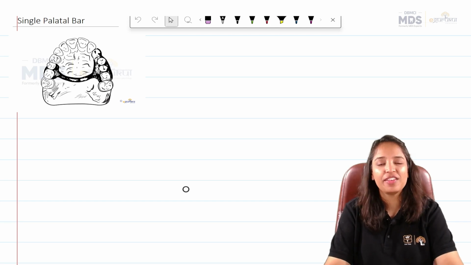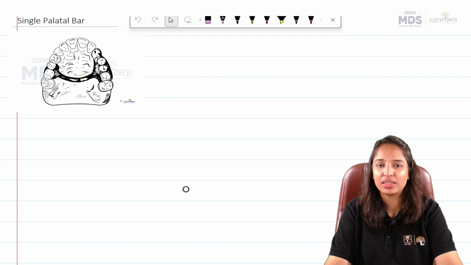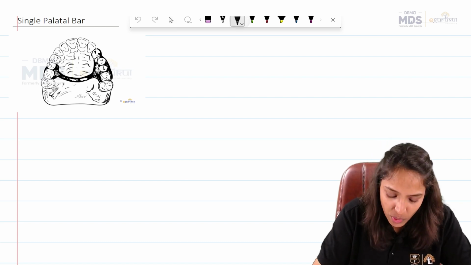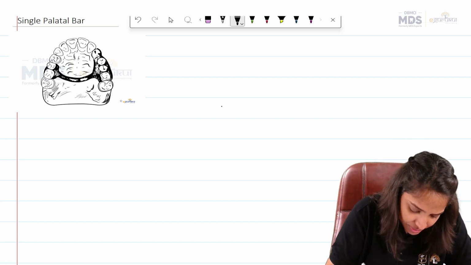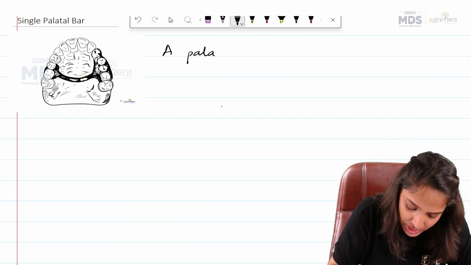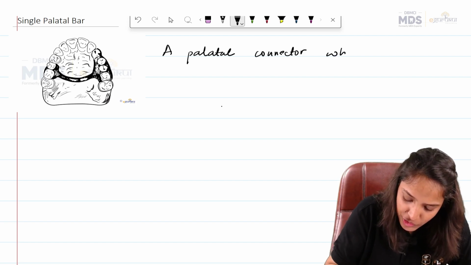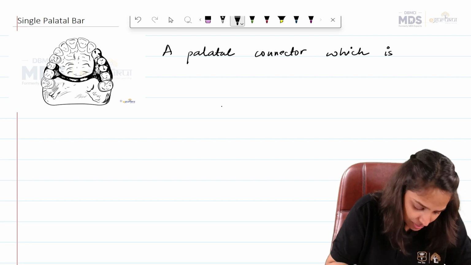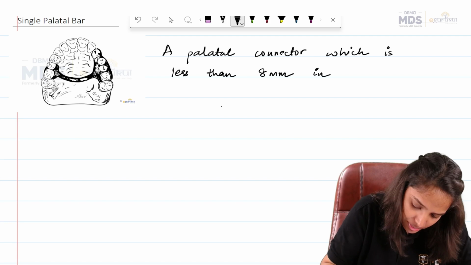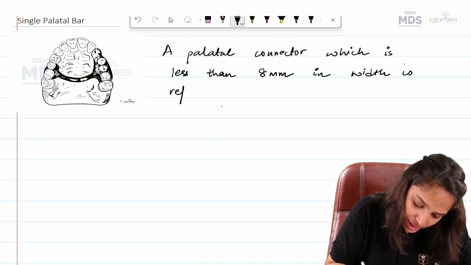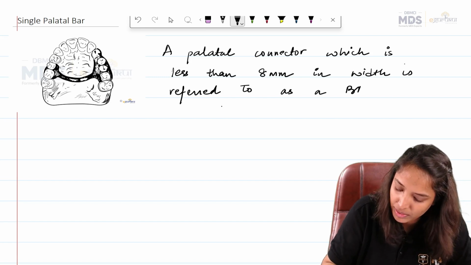Now let us begin with the first maxillary major connector that we are going to study. It is a single palatal bar. Let us understand what a single palatal bar is by its definition: a palatal connector or palatal major connector which is less than 8 millimeters in width is referred to as a bar.